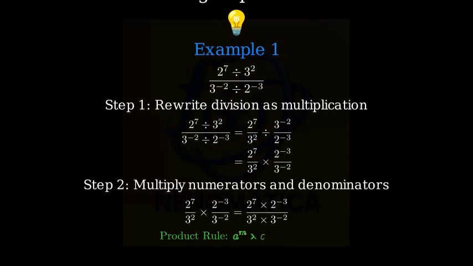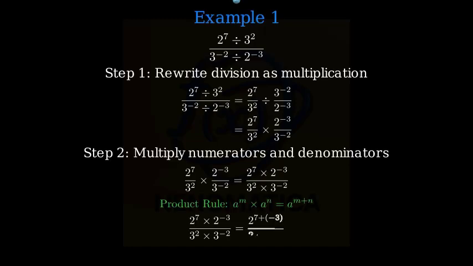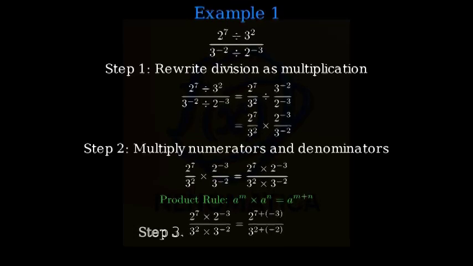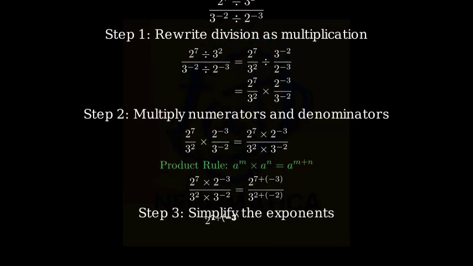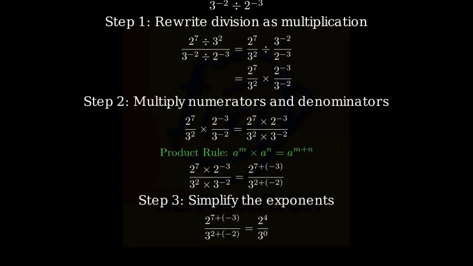Now we'll apply one of our fundamental exponent laws. When multiplying powers with the same base, we add the exponents. So 2 to the 7th times 2 to the negative 3rd equals 2 to the power of 7 plus negative 3. Let's simplify the exponents. In the numerator, 7 plus negative 3 equals 4. In the denominator, 2 plus negative 2 equals 0.